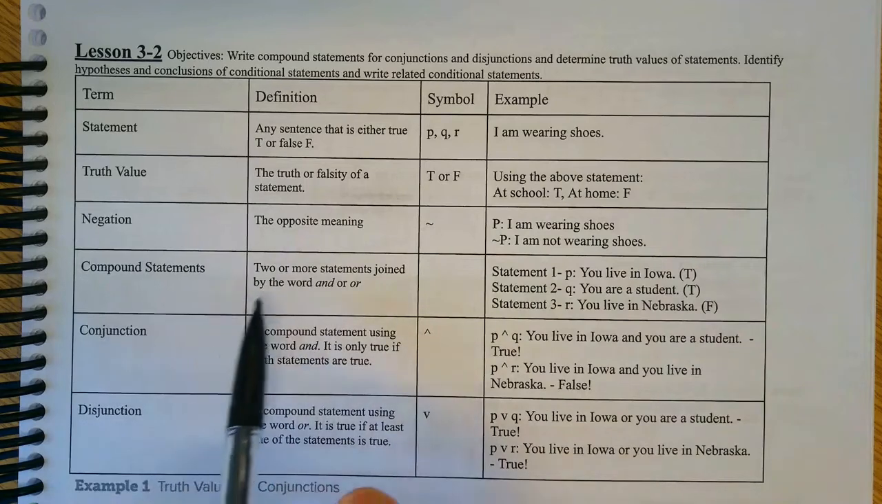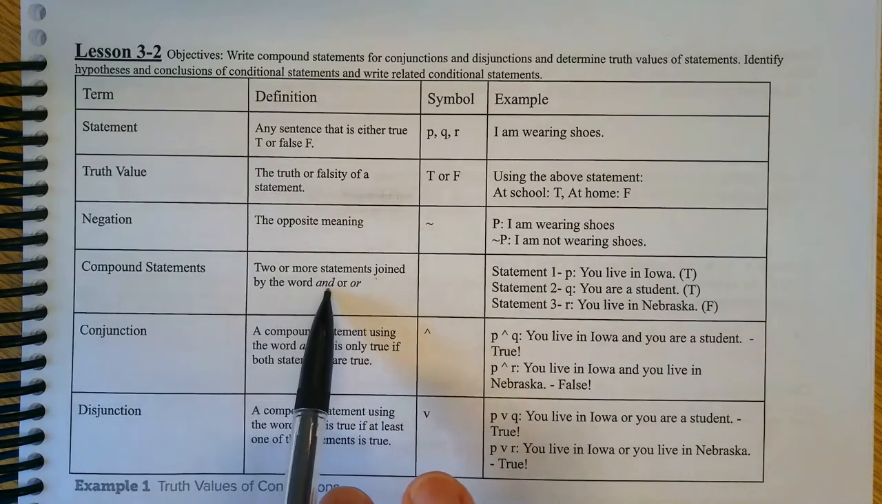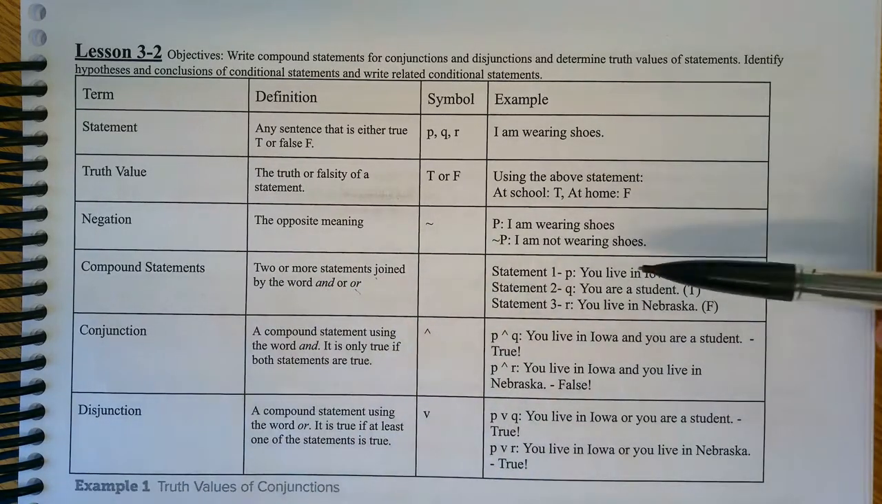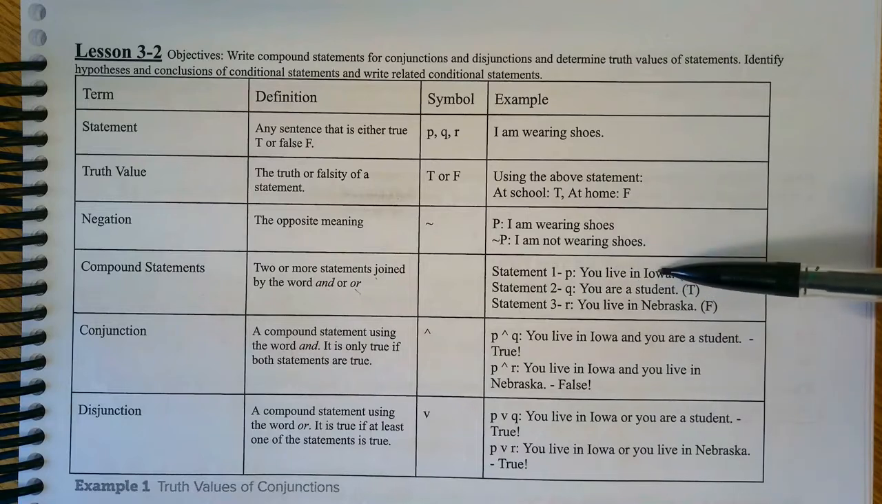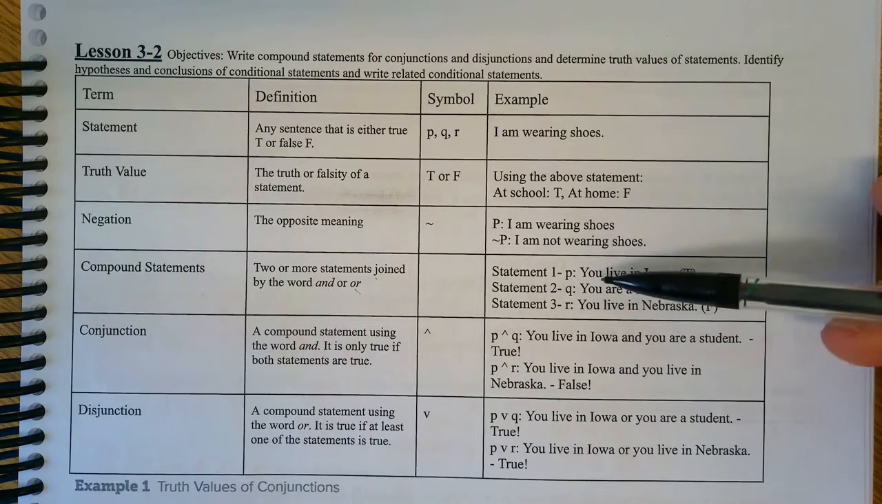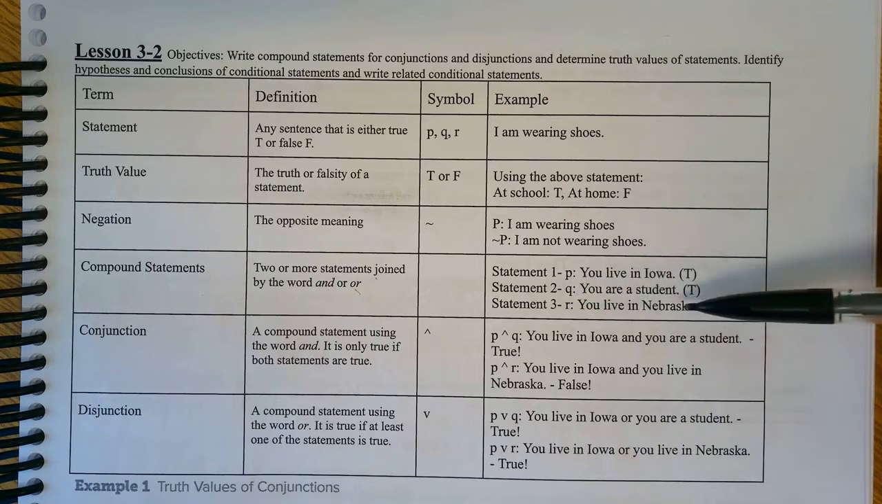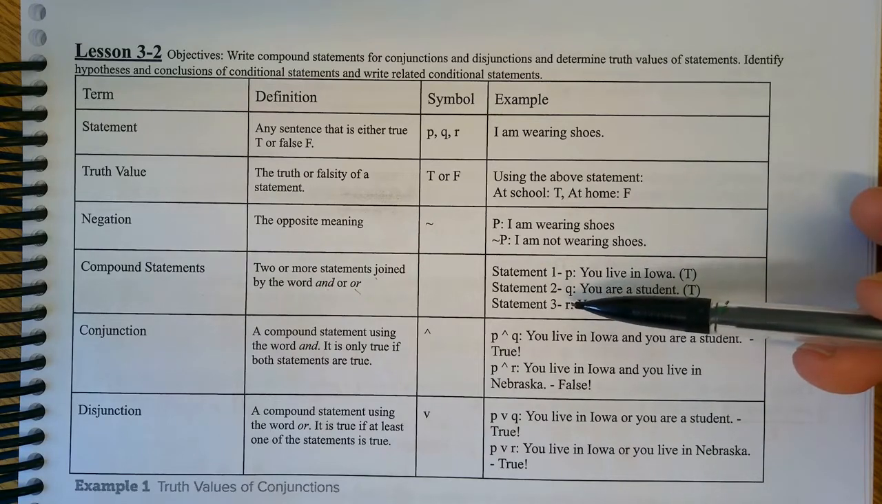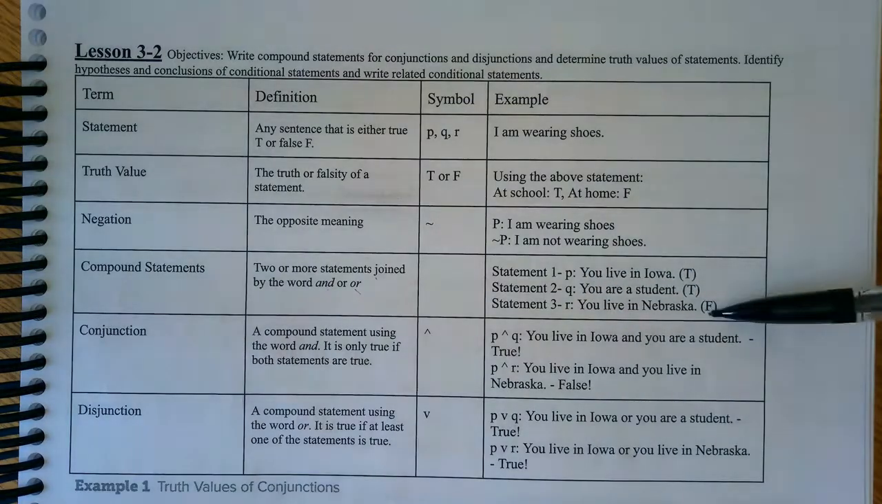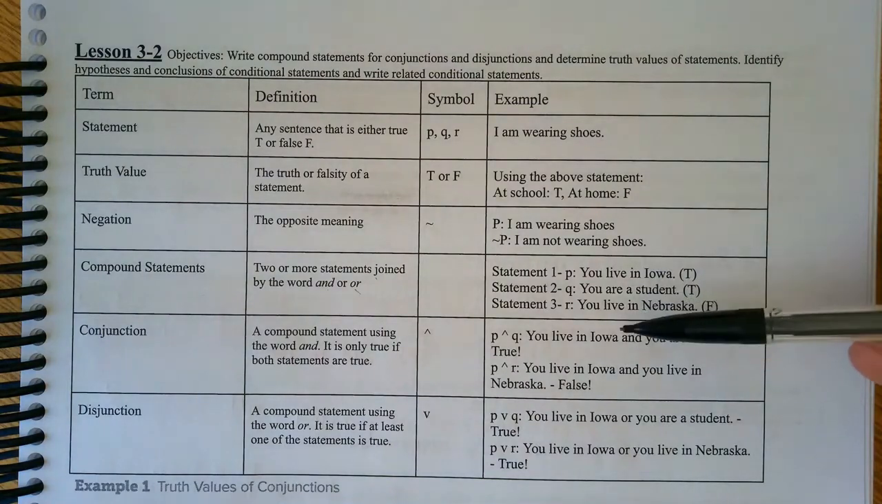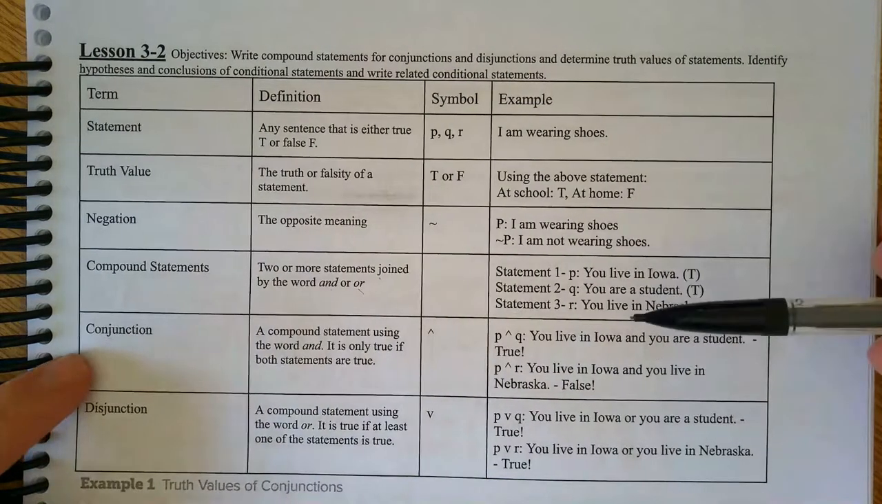Compound statements are two or more statements joined by the word and or or. You live in Iowa is statement 1. You are a student, statement 2. You live in Nebraska, statement 3. So these are their truth values for those statements. Now we will show you what it looks like as a conjunction.